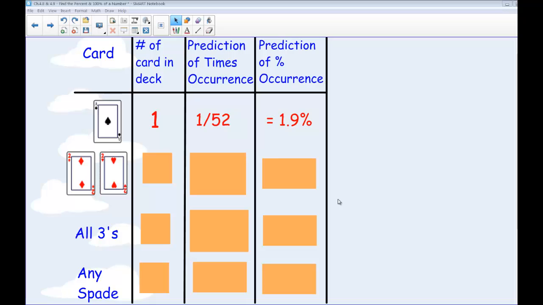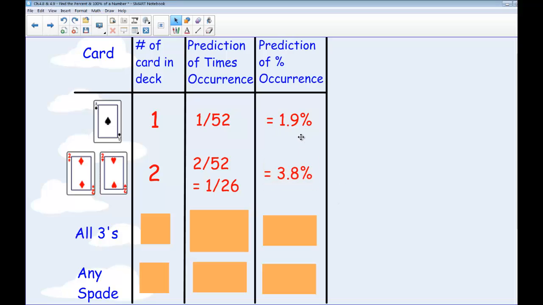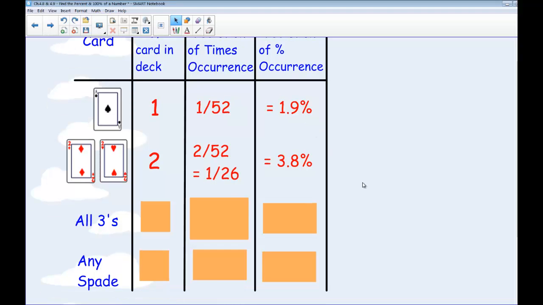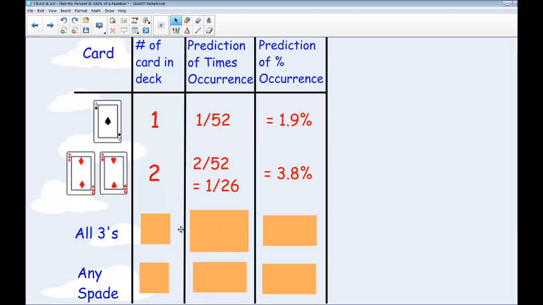Okay, so in a deck of cards there are two red twos, so the chance of you getting a red 2 would be 2 out of 52, or 1 in 26. So if we change 1 in 26 into a percentage, then it should be 3.8%, or twice what 1 out of 52 was, right?